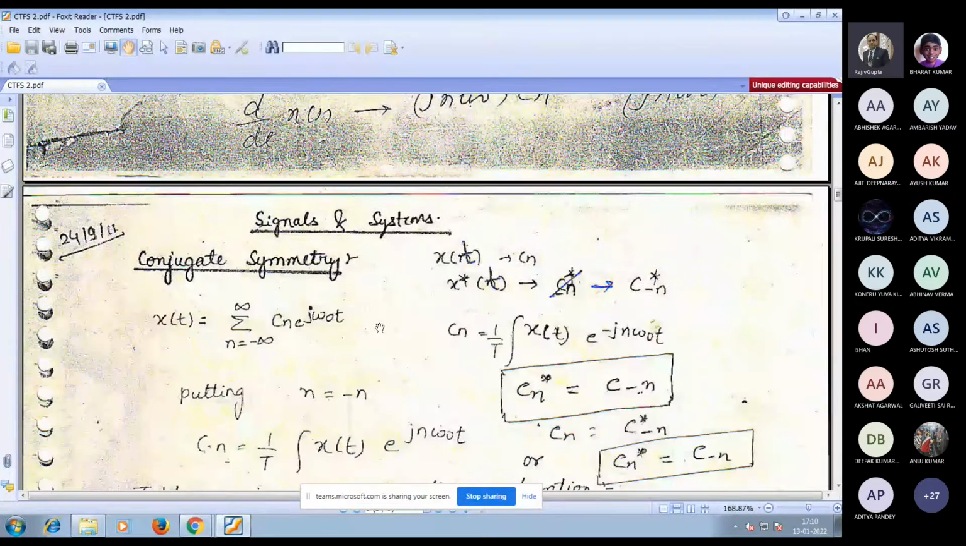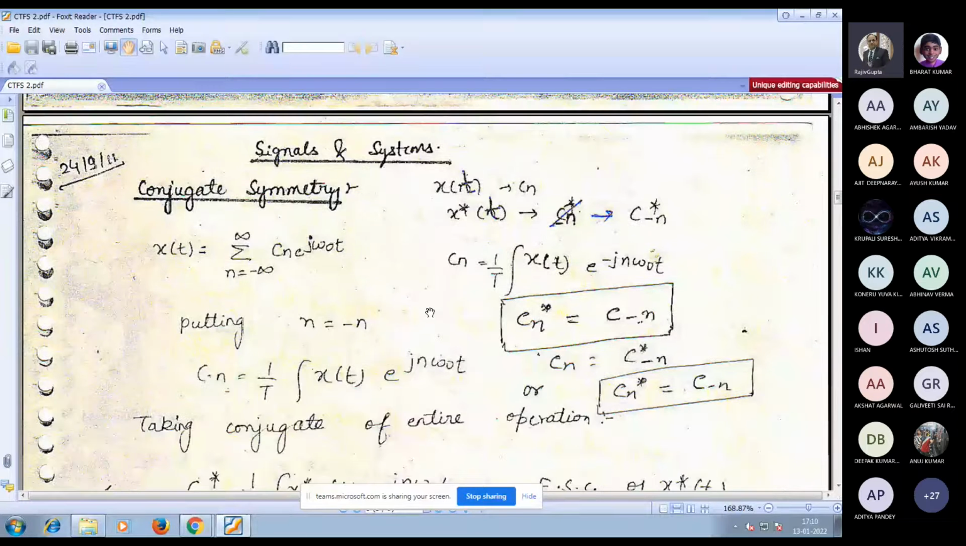Next property is related to conjugate symmetry. Suppose you have a signal xt with Fourier series coefficient Cn, and you have the complex conjugate of that signal, that is, conjugate of xt. The Fourier series coefficient will be the conjugate of C of minus n. So the conjugate of C of minus n will be the Fourier series coefficient related to the conjugate of the signal.